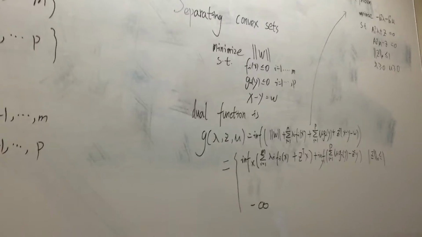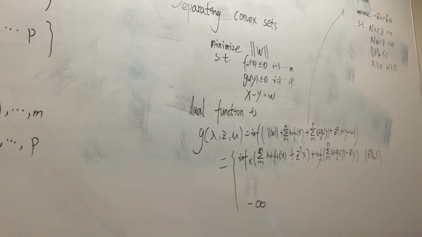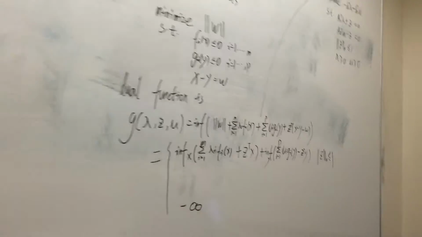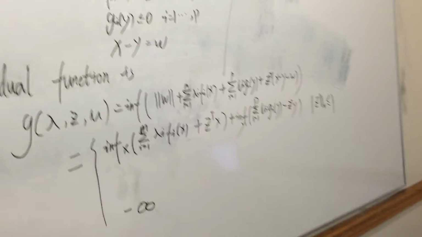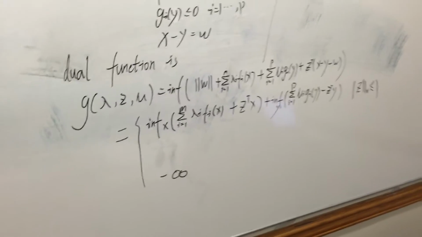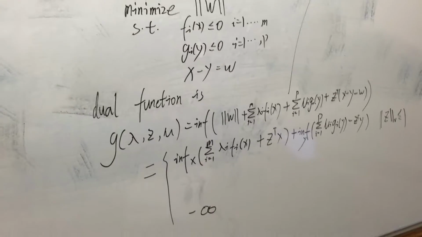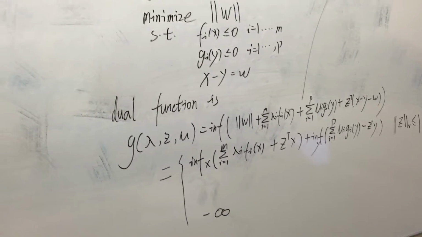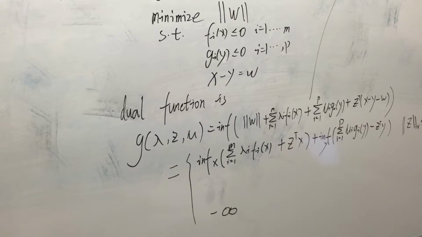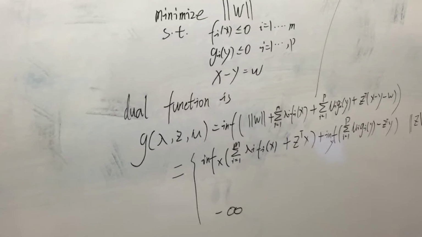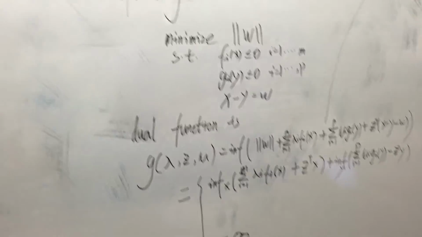The dual function we can form as the function g. You can see here, which results in the dual problem by maximizing the infimum of this form.